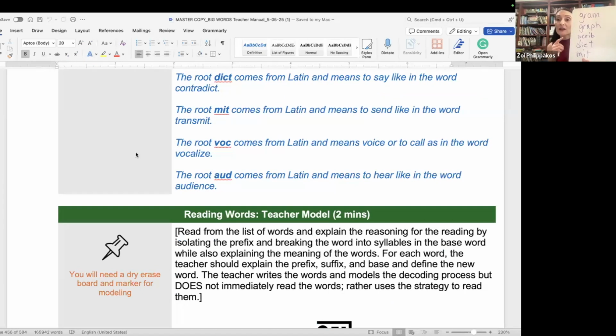means voice or to call, as in the word vocalize, voca, voice. And finally, I have the root aud that comes from Latin and means to hear, like in the word audience. Audience, the people who hear, the people who listen. Or audio, right, what I hear.